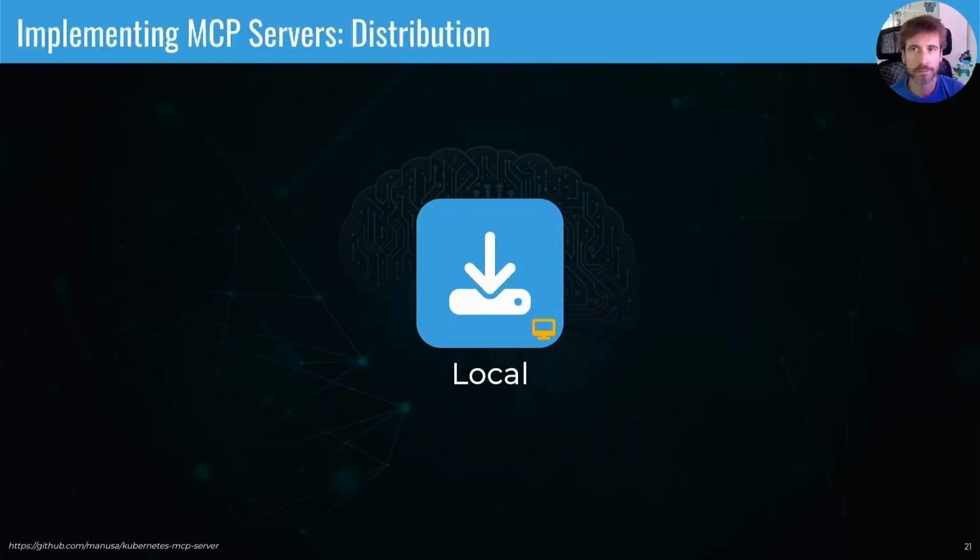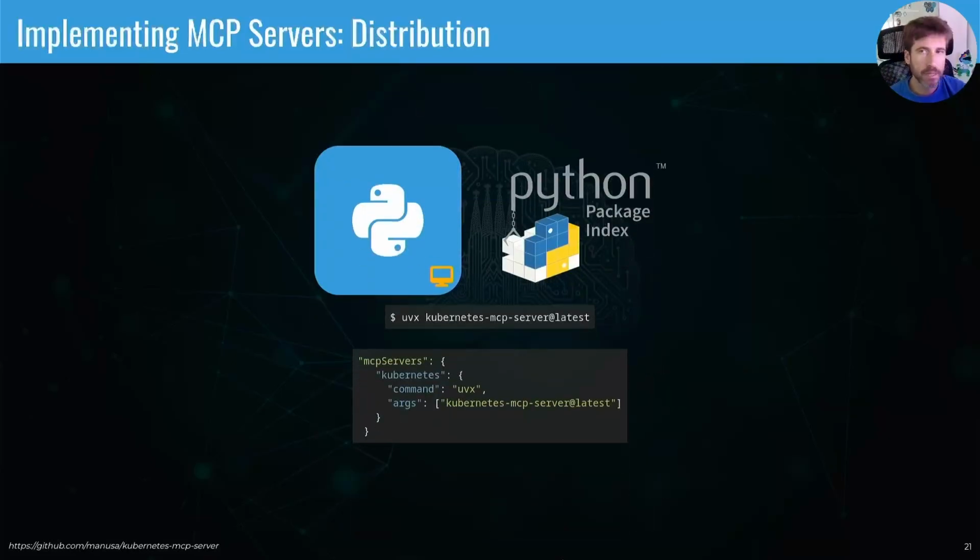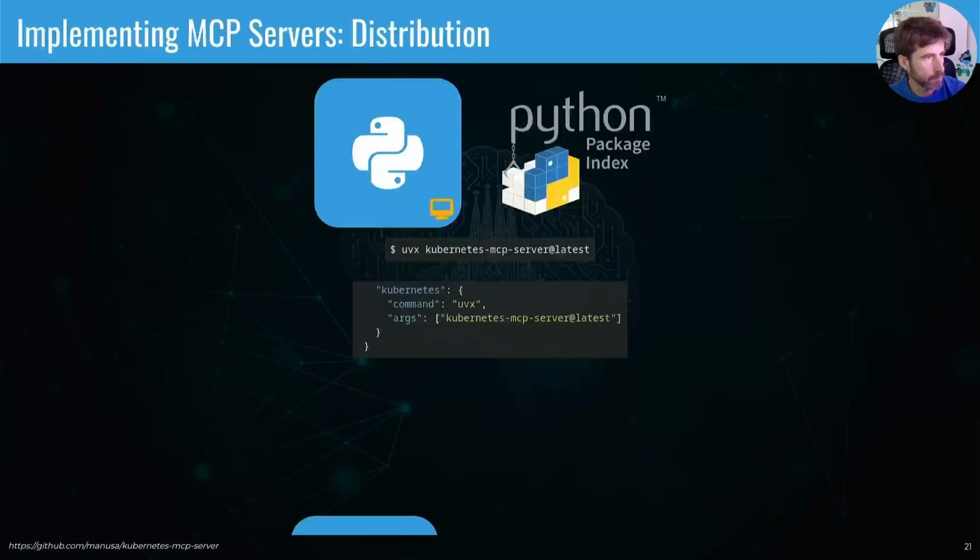For local distribution, in case you implemented your MCP server using Python, then you can leverage the Python Package Index. You can publish your MCP server there and then run it using uvx kubernetes-mcp-server, and straight away that would download the MCP server and start it in your local environment. So here it would also be the settings for your IDE or your assistant.